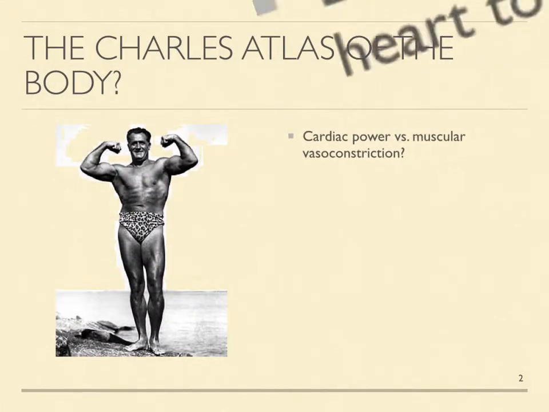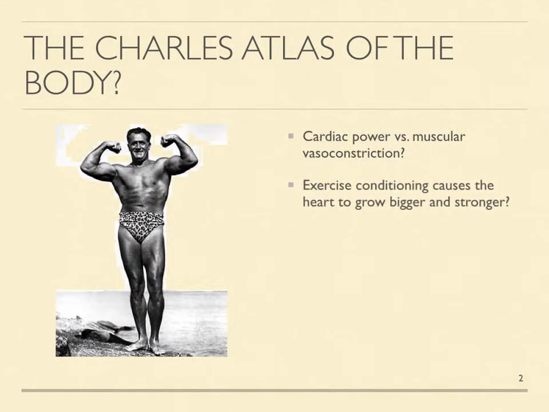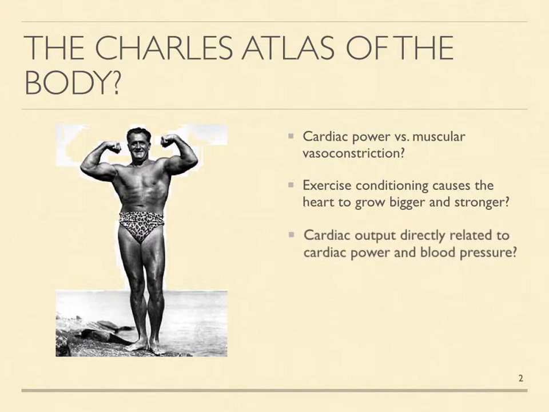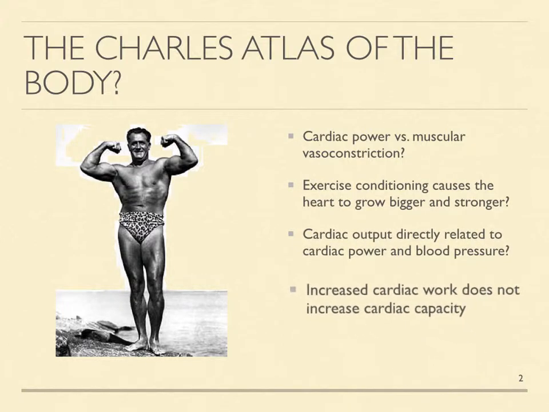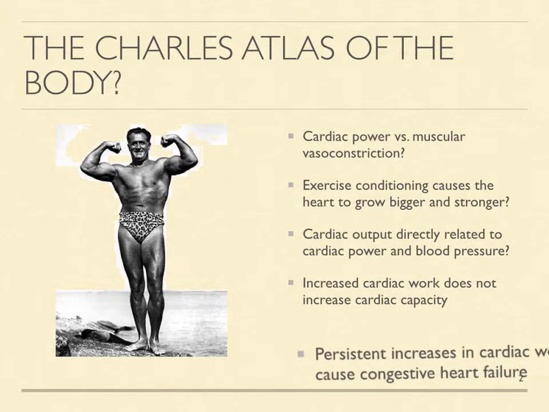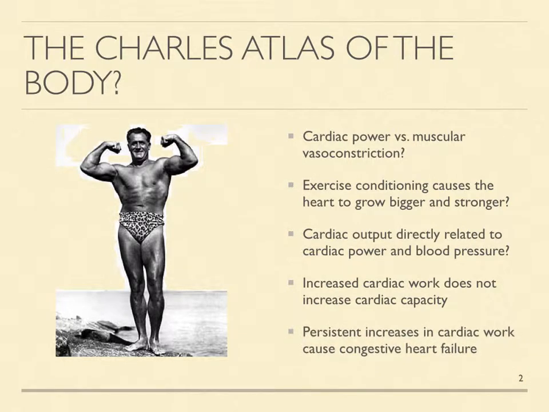Conventional theory presumes that autonomic balance governs combinations of cardiac power and muscular vasoconstriction to regulate cardiac output, blood pressure, tissue perfusion, and athletic performance, so that exercise conditioning causes the heart to grow bigger and stronger, and blood pressure is directly related to cardiac output and tissue perfusion.